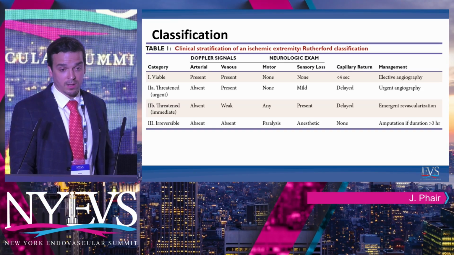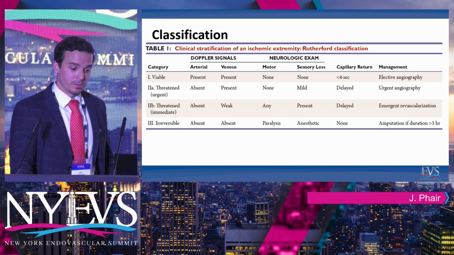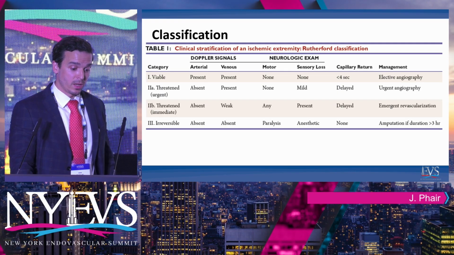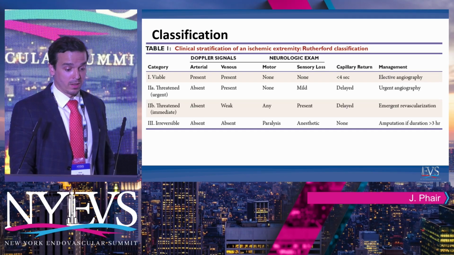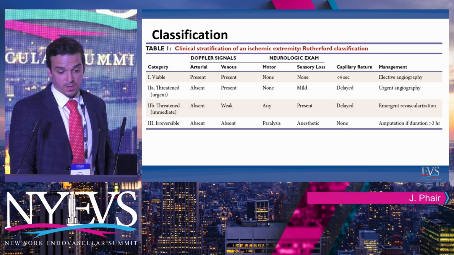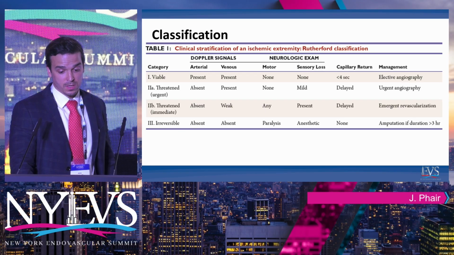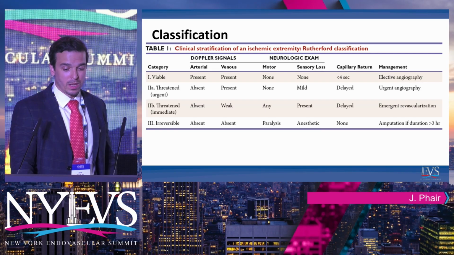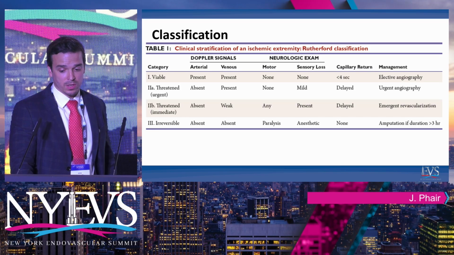So we have the classic Rutherford classification. I think the most important thing for this is the difference between 2A, 2B, and 3. 2A is a threatened limb and it's urgent. We have absent arterial pulses, present venous pulses, and there's either no motor loss or mild motor loss and some sensory loss.